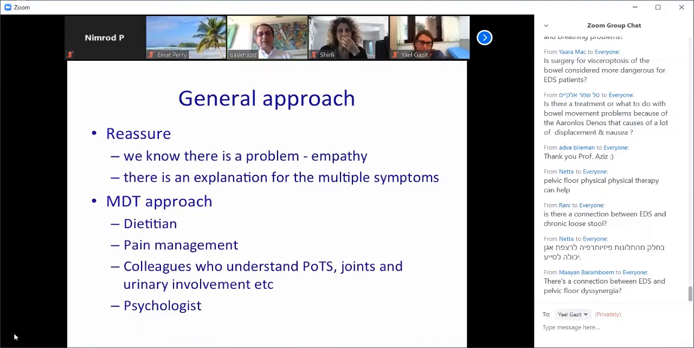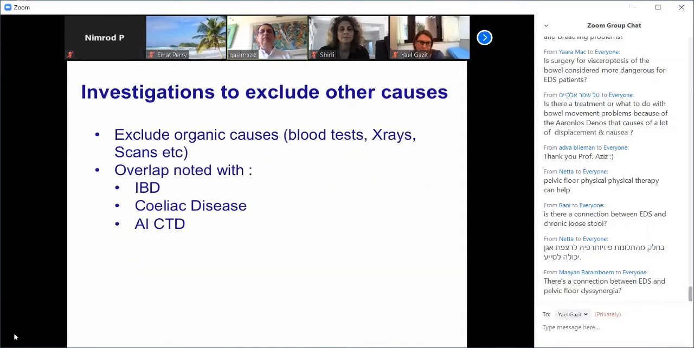And of course, having multiple symptoms can lead to stress and anxiety and sometimes depression, and having a psychologist on your team is also helpful.